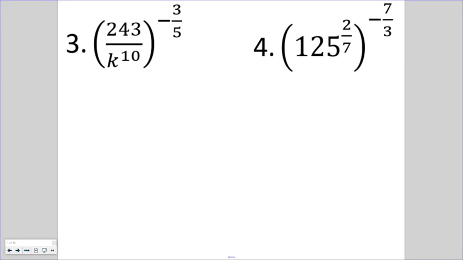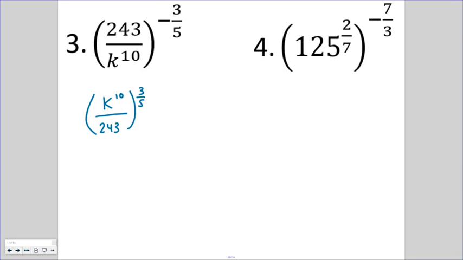Instead of distributing the power first, what I can do is get rid of the negative exponent first, and that works as well. I can just make this k to the 10th over 243 to the power of positive 3/5. That's the same thing. So different steps you can do in different orders with exponents. And then I'm going to distribute that 3/5 to the numerator and the denominator.